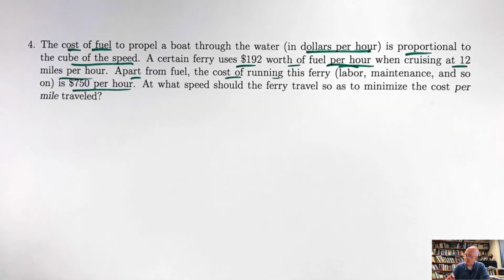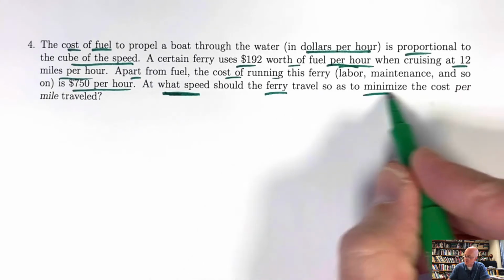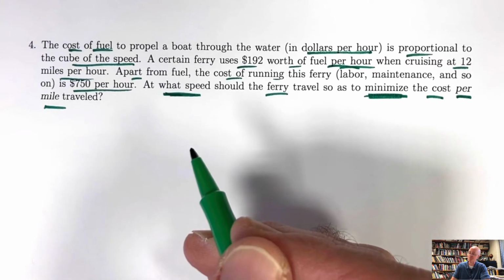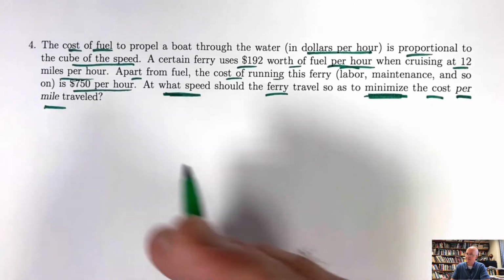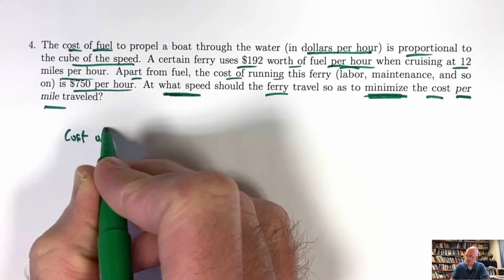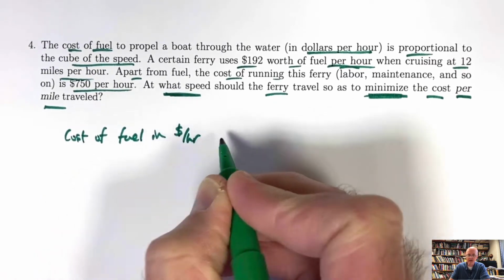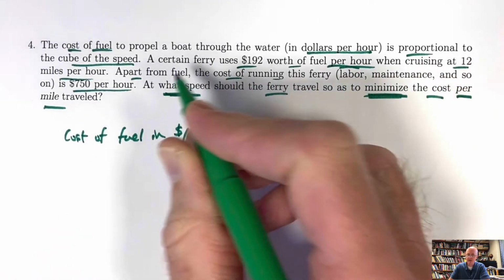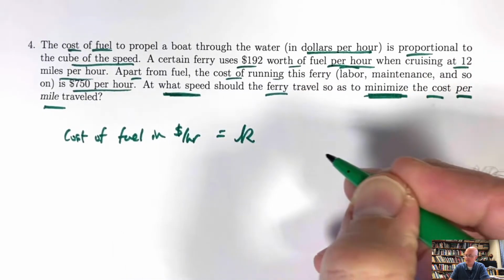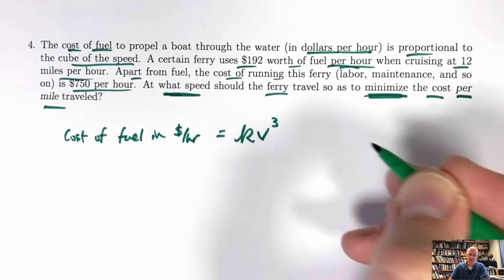The question seems a little weird, especially when you think about the units. At what speed should the ferry travel to minimize the cost per mile, not per hour? Take it step by step. Cost of fuel, I'll use words here, in dollars per hour is proportional to the cube of the speed. There's some constant of proportionality, call it K, so that the cost of fuel in dollars per hour is K times V cubed, where V is the speed.